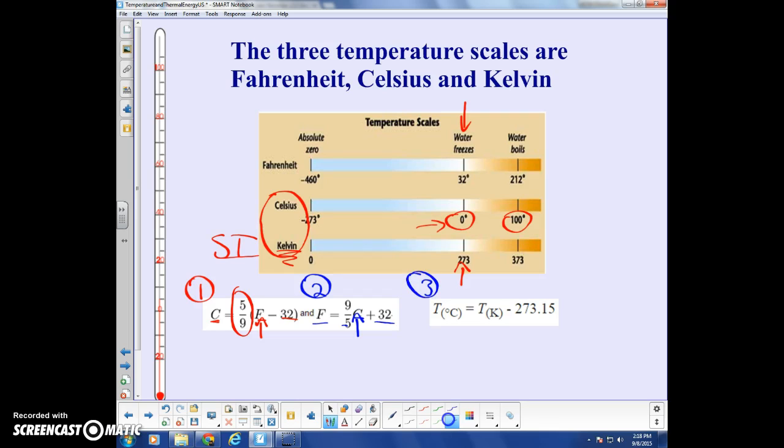Finally, mathematically, the relationship between Celsius and Kelvin is here in number 3. If you had a temperature in degrees Celsius and you wanted to find Kelvin, all you would need to do is add 273.15 to convert from Celsius to Kelvin.